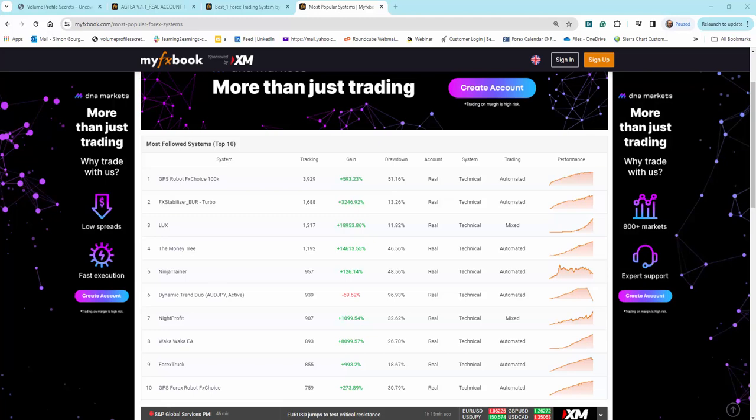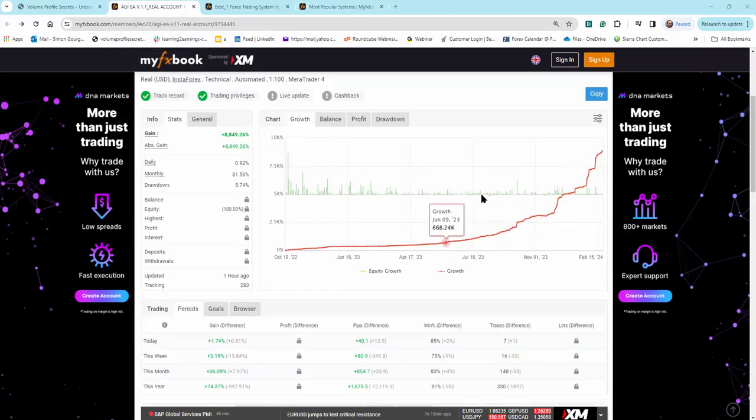A lot of us would look at an equity curve and realize it's going up and up and up, and they see gains of 1,000%, 500%. In this case, for example, I have 8,000%. Right here, 8,000, close to actually 9,000%, right? Absolute gain is almost exactly the same thing, 9,000%. And it started October 22.